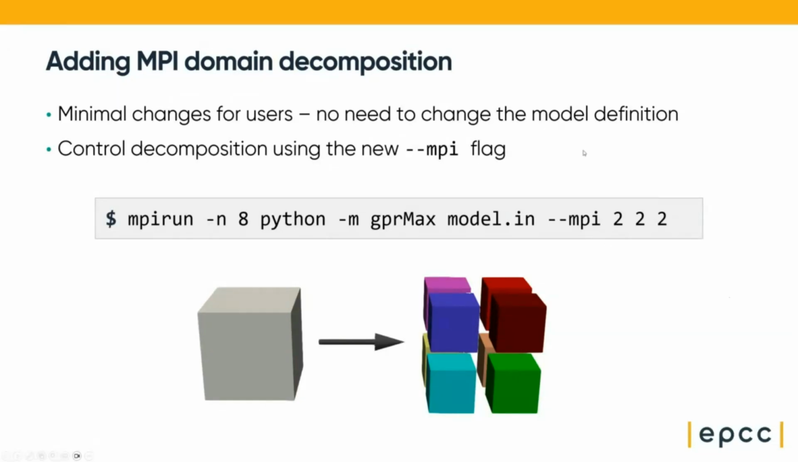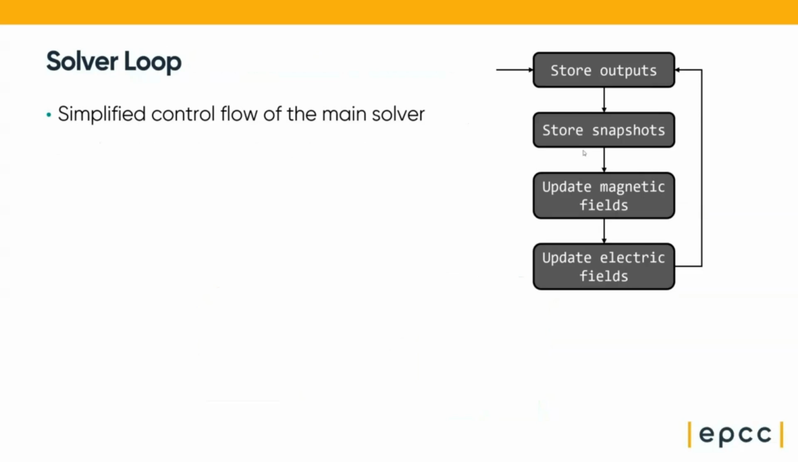And so that gives users a lot of flexibility to decide the decomposition they want to use. And as we'll get onto, it can have performance implications as well. That is the idea. So let's look at how we actually did this. We can start with a simplified version of the main solver that gprMax uses.